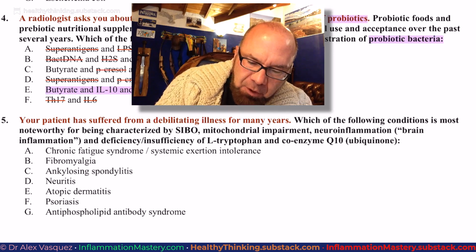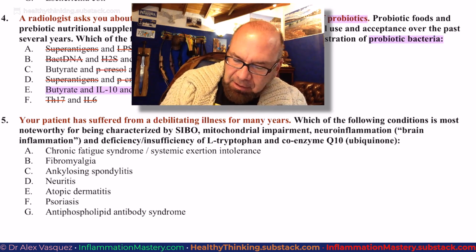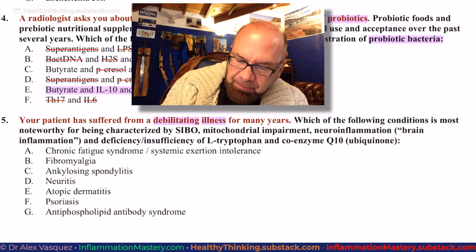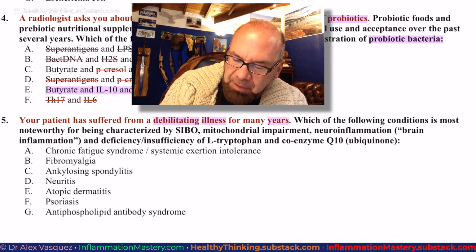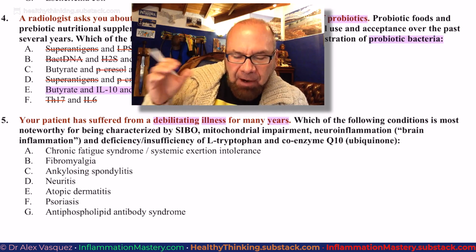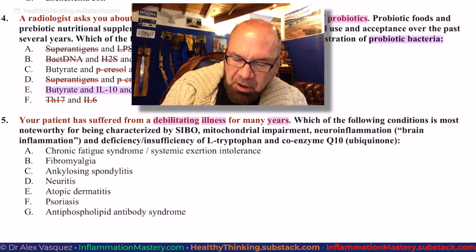So let's look at what the question is actually asking. This is a chronic illness. The patient's in pretty bad shape. The defining characteristics of this disease are small intestine bacterial overgrowth, mitochondrial impairment, brain inflammation (I put neuroinflammation), and deficiency of tryptophan and CoQ10.